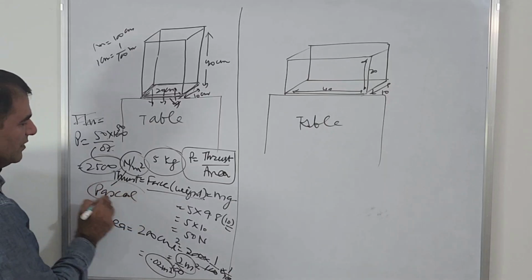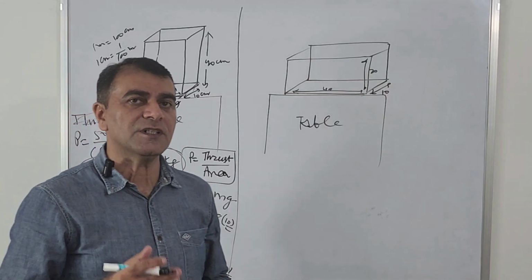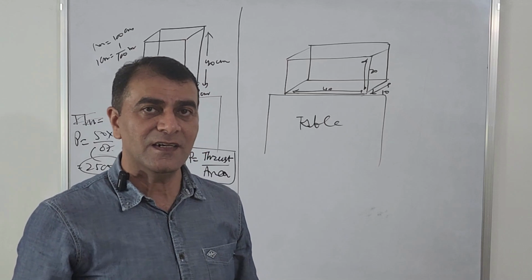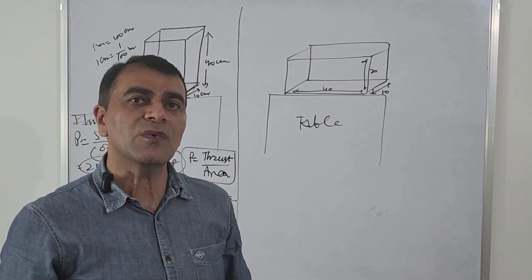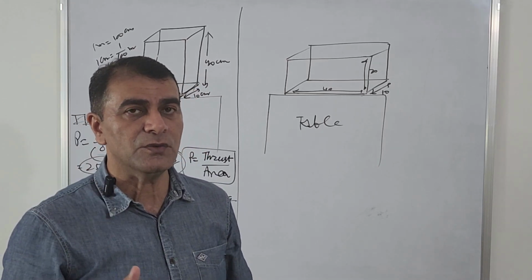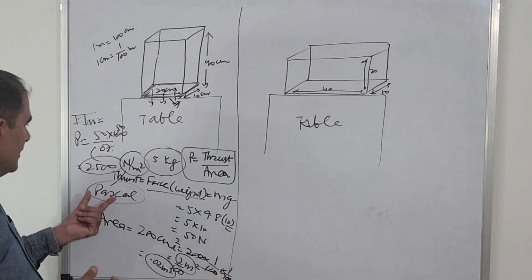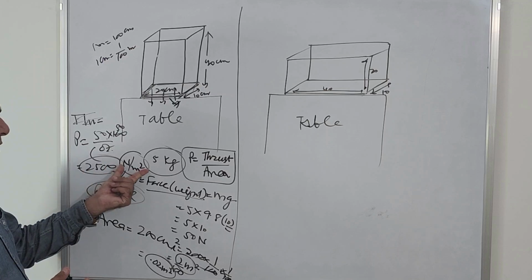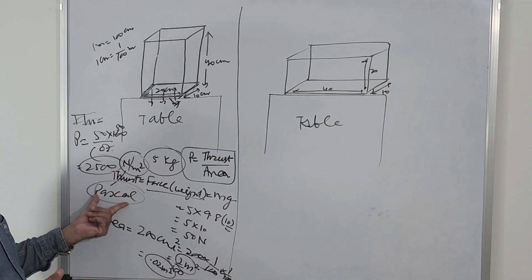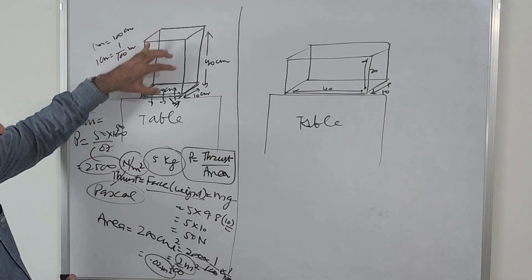You can also call this unit Pascal. What? Pascal. Pascal is the name of the scientist who introduced the term pressure, Blaise Pascal. And after his name, to give him honor, as I earlier told you, to give honor to a scientist, we put the name of the unit. And it is nothing but 2500 Newton per meter square or 2500 Pascal. It is the pressure exerted by this block on the table.